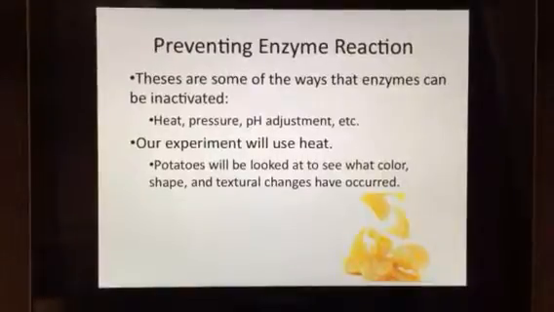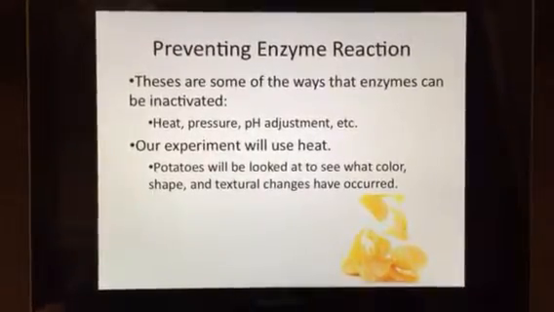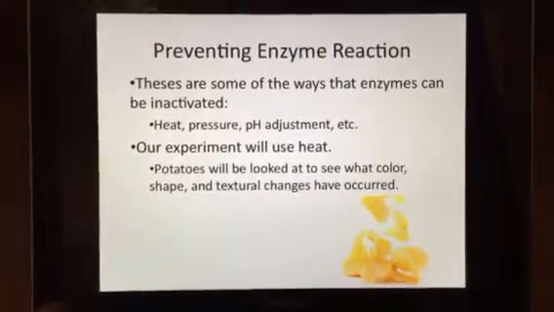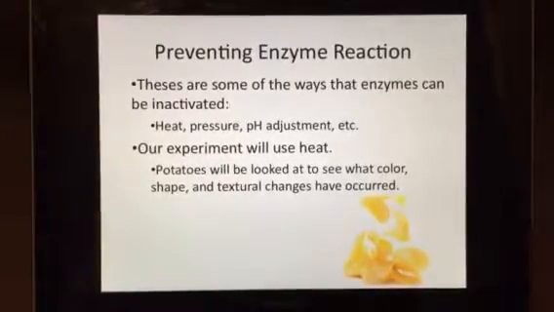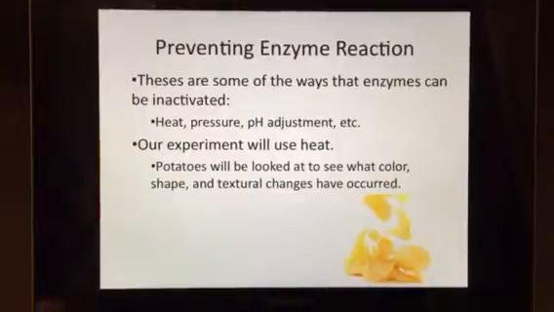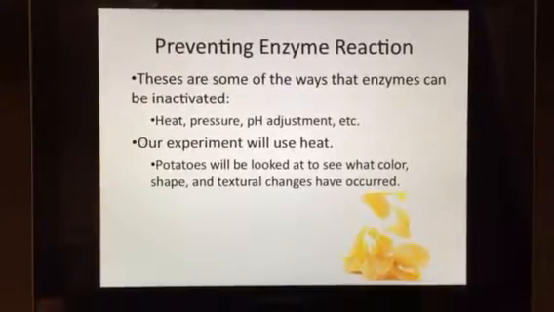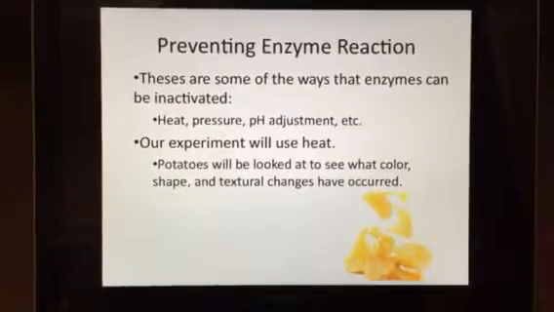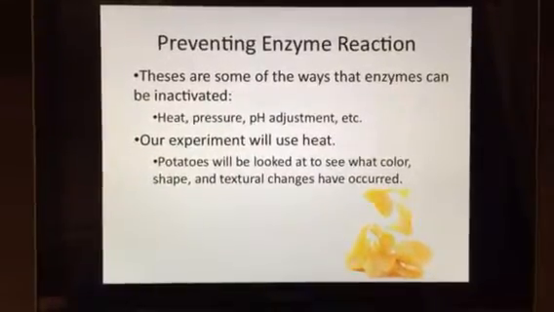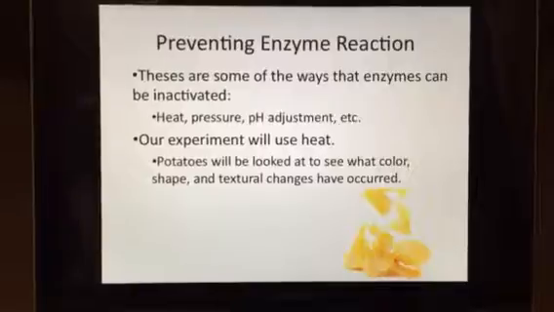Now, if I use pH adjustment, I would have to lower the pH and make it very acidic, or raise the pH and make it very, very basic. Our experiment will use heat today. So what we're going to specifically look at is potatoes. What we want to do is measure the shape, color, and texture that changes as we use our potatoes.